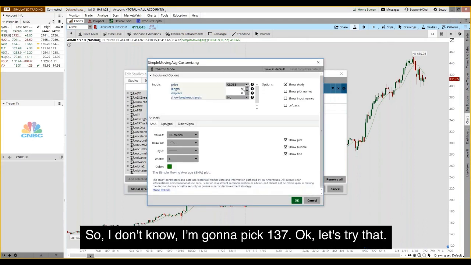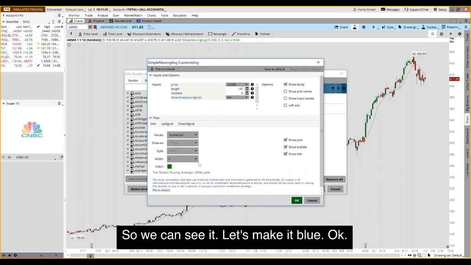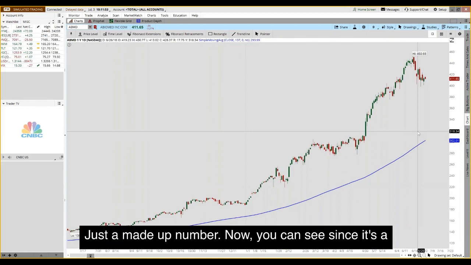So I don't know, I'm going to pick 137. Let's try that. Let me put that in here, 137, and let's thicken this up a little so we can see it. Let's make it blue. Okay, so there's the 137-period moving average, probably one no one's ever used in the past, just a made-up number.